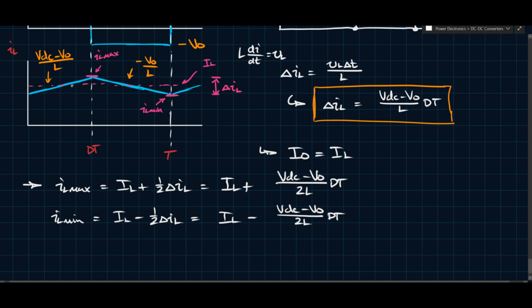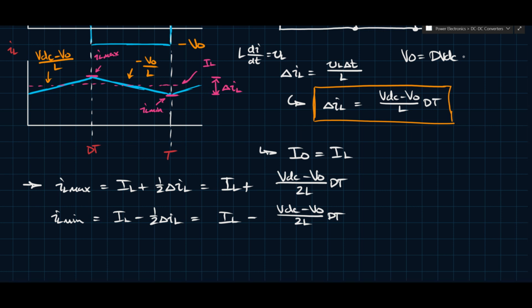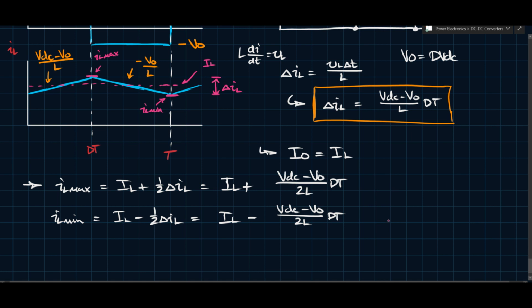Now you'll notice I used the first part for the calculation of the ripple. You can also use the second part, minus VO over L, times (1 minus D) times T. You can do that as well. And you'll end up with this equation again if you use the conversion ratio, because we know that VO equals D VDC. So you can go interchangeably between two different equations if you'd like to. There's no problem with that. So we have this condition, and we'll come back to this in a second, because these two, in particular this one here, is important for us.